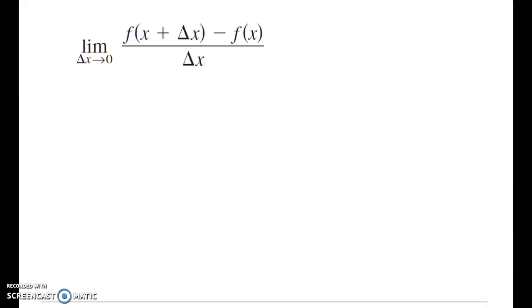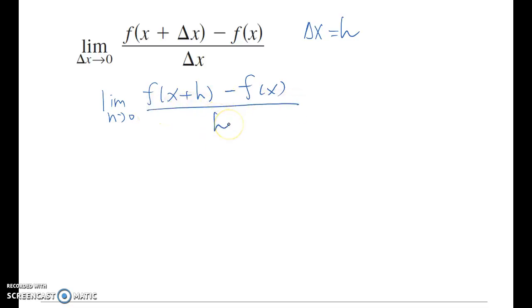Through the previous examples, we discussed this formula, and now I want to confirm that this formula indicates the slope of the tangent line. For our convenience, I want to rewrite delta x as h, then we can rewrite this formula as the limit as h moves to 0 of f(x plus h) minus f(x) over h.